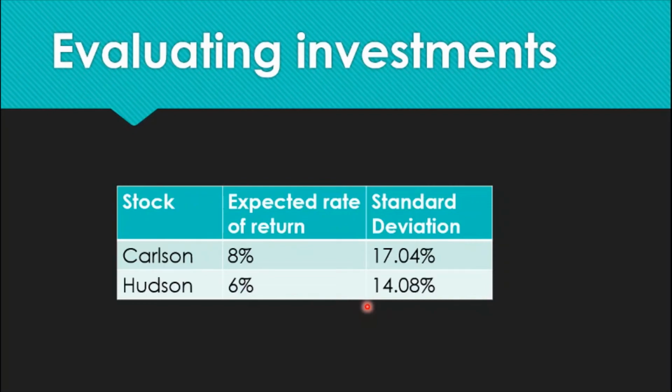Another example, we have Hudson with an expected rate of return of 6% and a standard deviation of 14.08%. This time, it will not be as straightforward as we did a while ago. The analysis will be a bit more complicated. Carlson has a higher expected rate of return, but at the same time, Carlson also has a higher standard deviation, meaning to say, Carlson is riskier than Hudson. So, which of these two stocks would be considered a better investment?